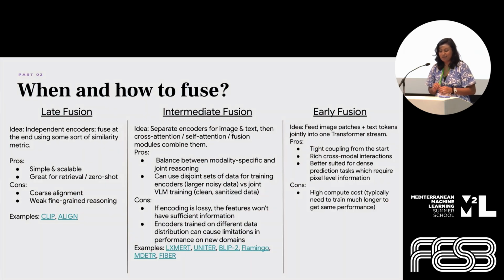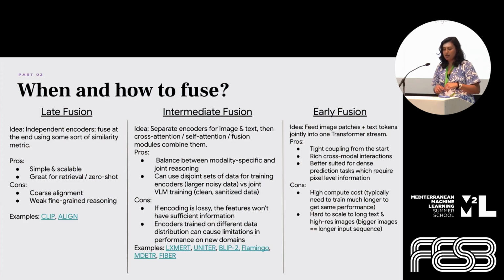Okay, cons. The cons are really high computational cost. Typically, you need to train for much longer if you're trying to learn these representations from scratch directly from the image, as opposed to having some pre-training already for the vision encoder. And also, it's really hard to scale to long text and high-res images, because let's think about it. It's the transformer which is going to take all of these patches as input and then the text. And if you're giving it the patches directly, you're going to have extremely long sequences, which makes it very computationally expensive.